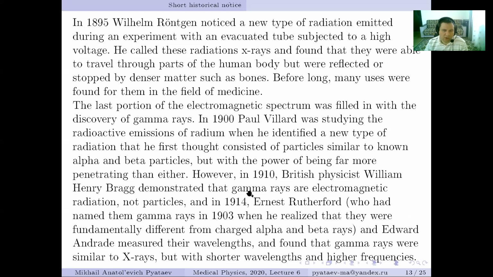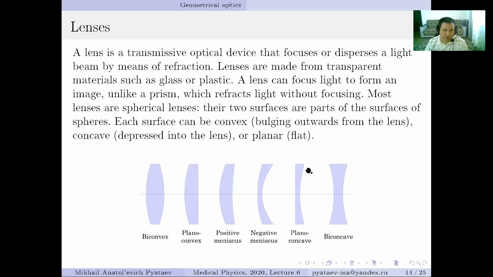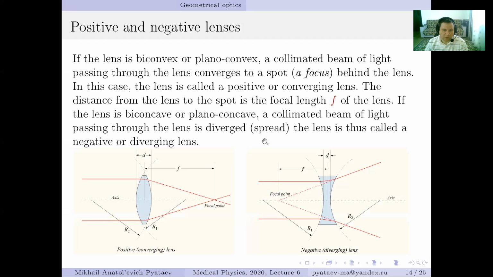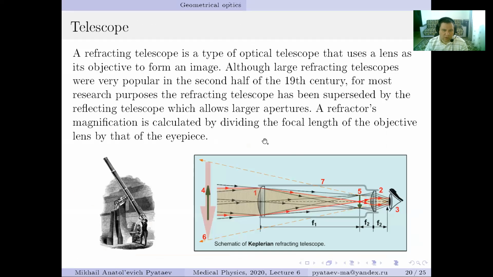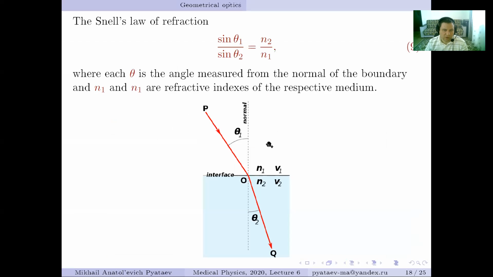So here you can see the history of X-rays and gamma rays. And the next topic we could discuss is optics, which is the laws of geometrical optics, lenses and other related things. But I think we have no more time for this, so we will discuss it at the next lecture in 2 weeks.